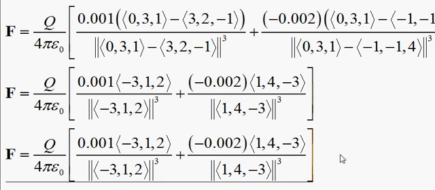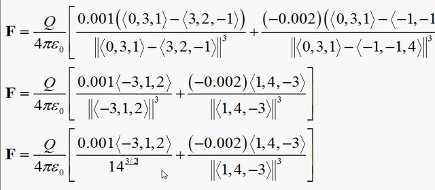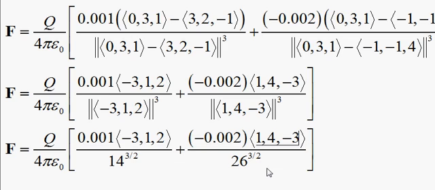The magnitude of this is going to be, remember, the square root of the sum of the squares. So there's going to be the square root of 9 plus 1 plus 4. So 14 is going to be the square root of 14. And the square root of 14 cubed is going to be 14 to the 3 halves. Let me write it like this. And we can simplify this: 1 plus 16, which is 17, and 17 plus 9, which is 26. So it's going to be 26 to the 3 halves.